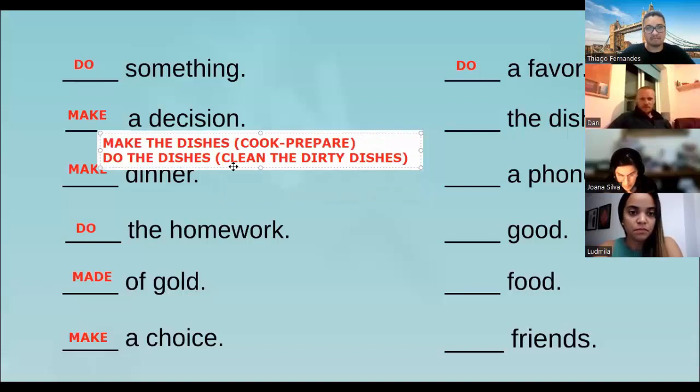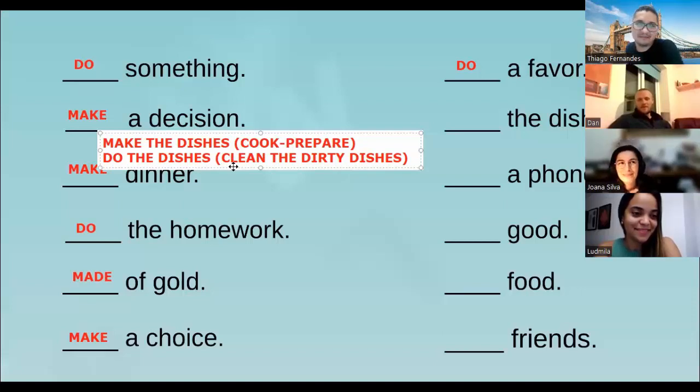So when you say make the dishes, for example, Joana, if I go to Portugal, will you make a special dish for us, like cozida portuguesa? Yes, you will make a special dish. Joana will go to the kitchen and cook, make the dishes. Just like cod cake, right? It's quite famous, bolinho de bacalhau, right? Pastel.